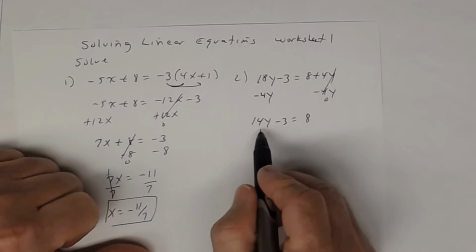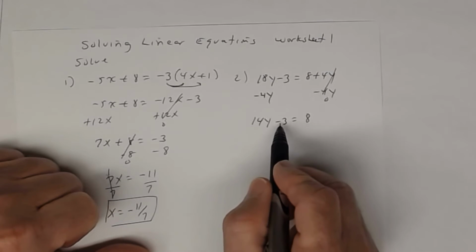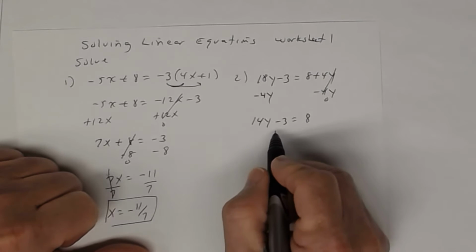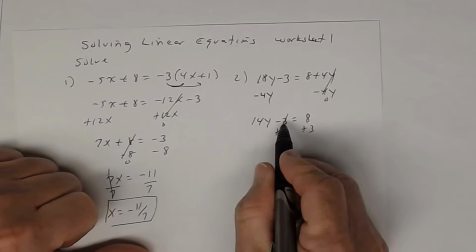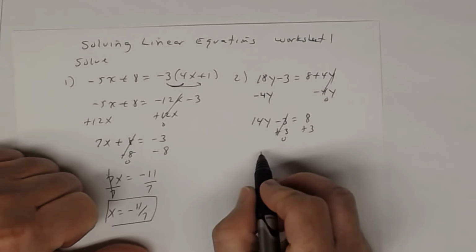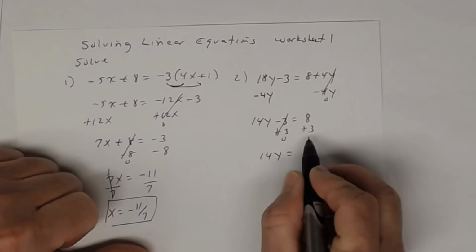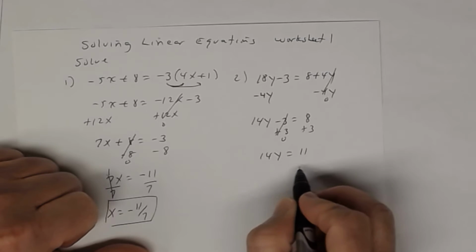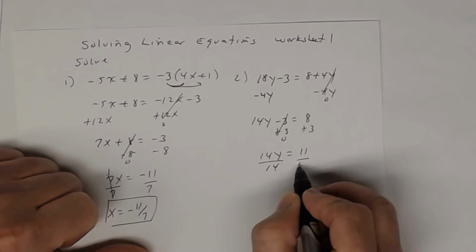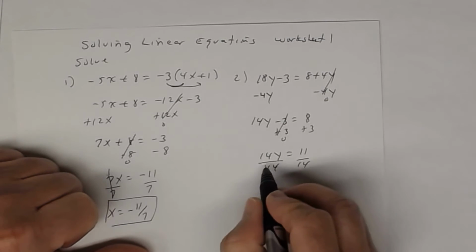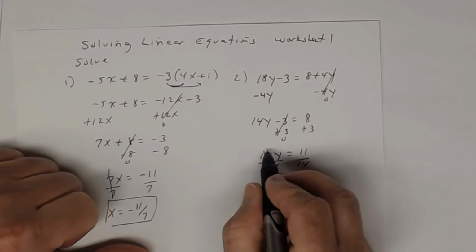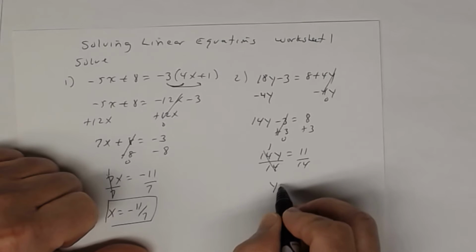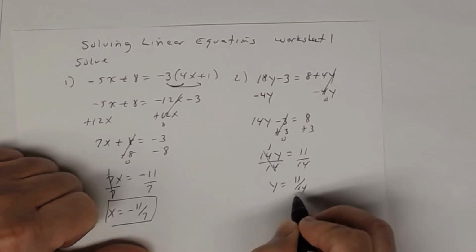Okay, now I want to get this variable term by itself, so right now I'm subtracting 3. The opposite is to add 3. Combine like terms, this adds up to be 0. So I get 14y equal 8 plus 3 is 11. And then divide both sides by 14. You have to show that. Divide by 14. You get 14 divided by 14 is 1. 1 times y is y equal 11 fourteenths.